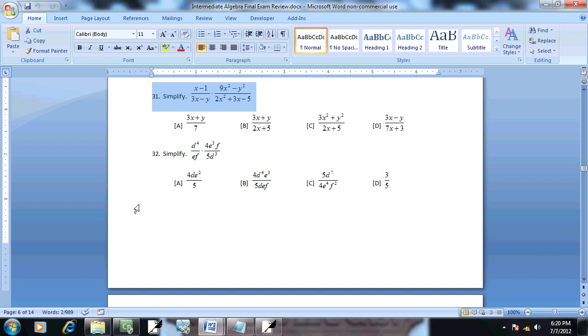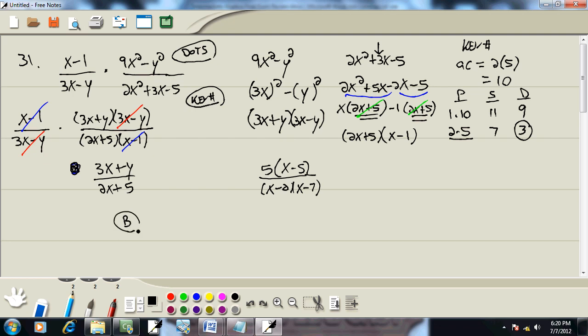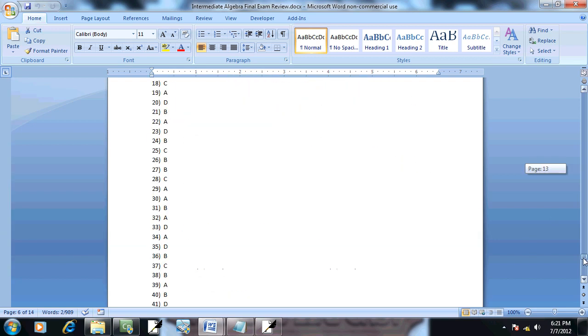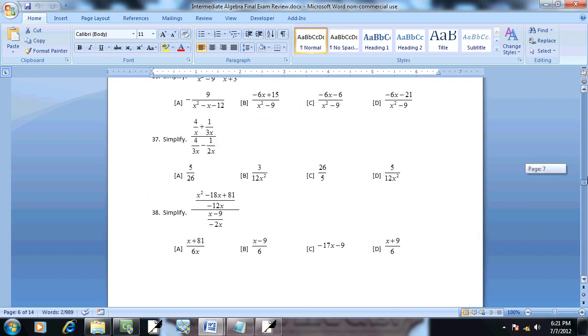So let's see which one this matches. 3x plus y over 2x plus 5. Looks like B is the one. So let's go check that. 31B. 31B, okay, it checks.